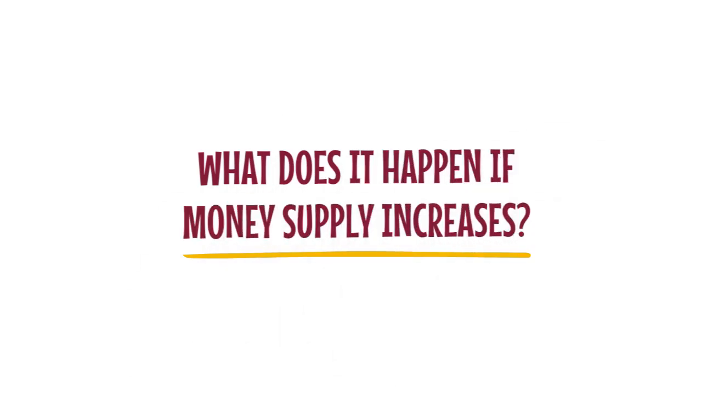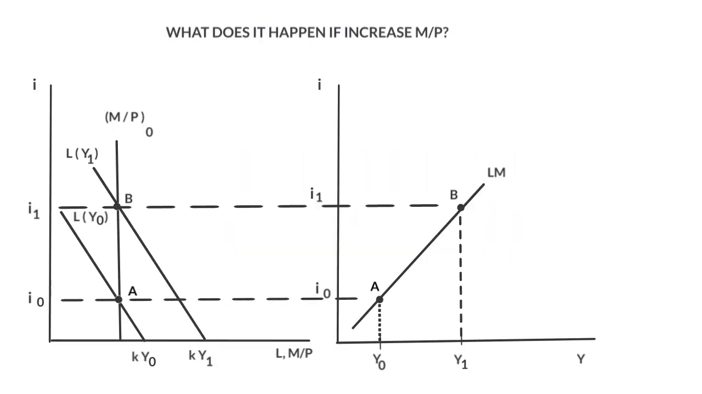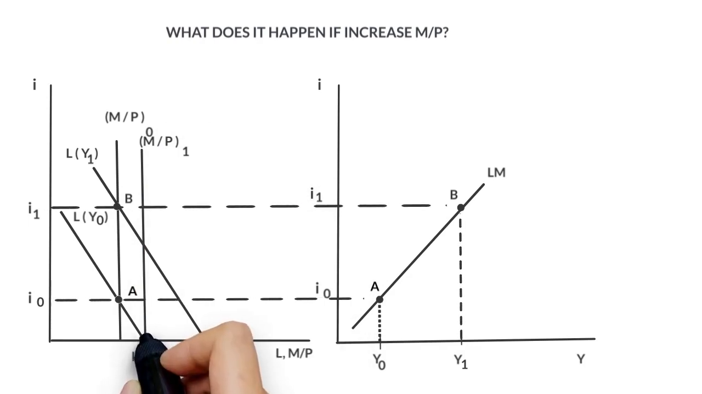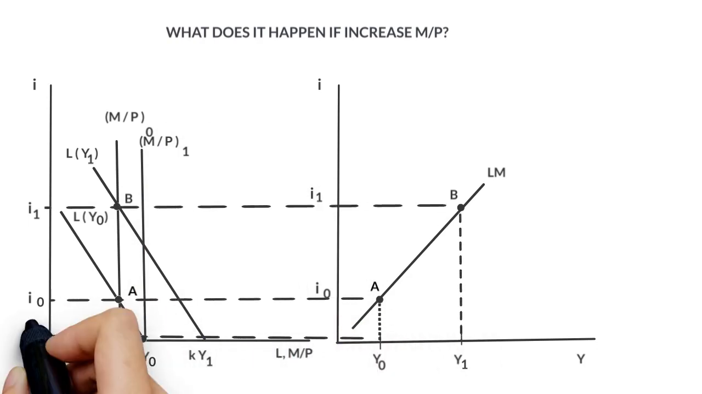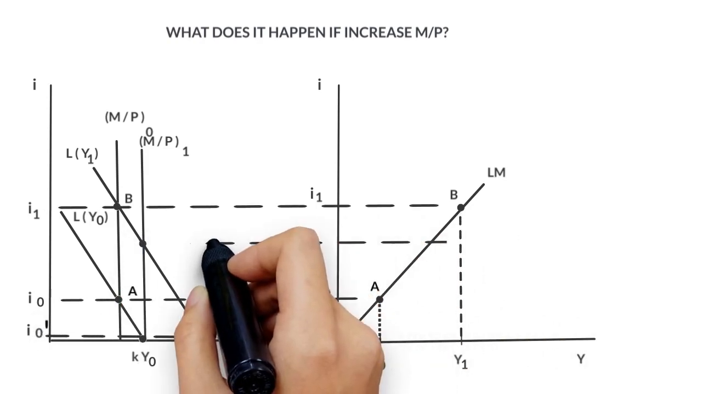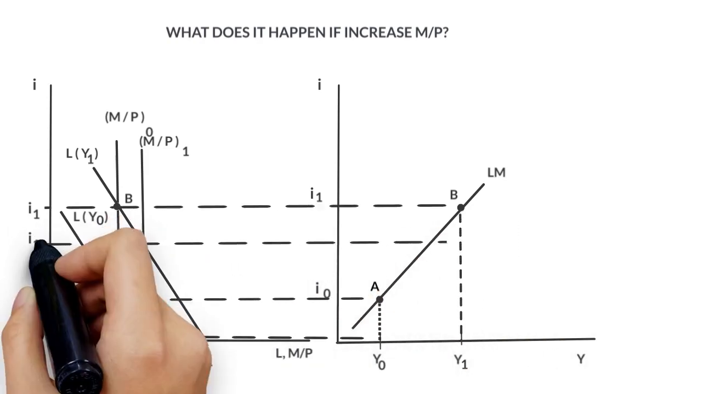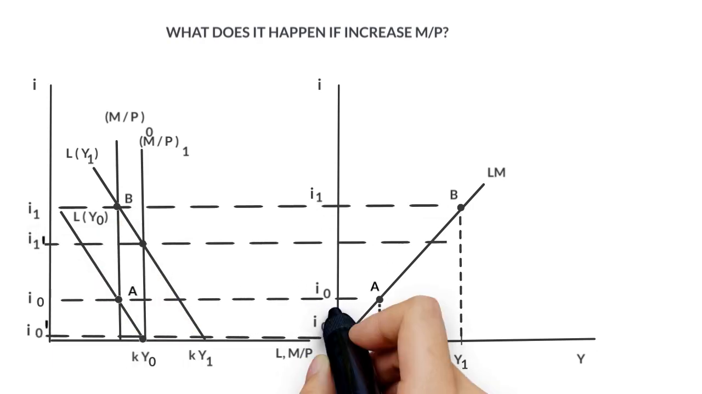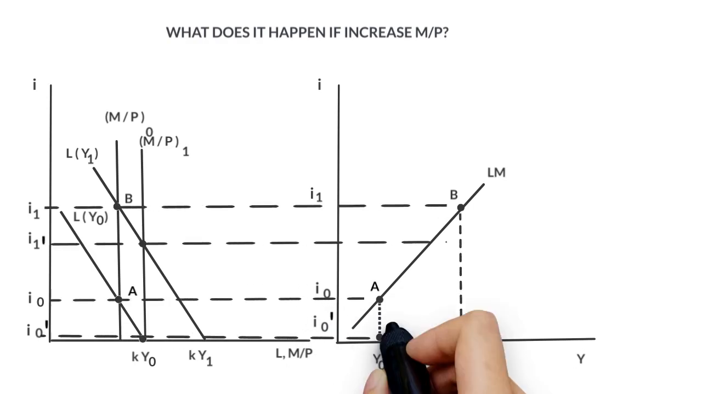What happens if money supply increases? If the central bank increases the money supply, the vertical line M divided by P sub 0 shifts to the right until M divided by P sub 1. Now the equilibrium interest rates are I sub 0 prime and I sub 1 prime. Therefore, for the income level Y sub 0, the interest rate in equilibrium is now the interest rate I sub 0 prime, obtaining one new point A prime.